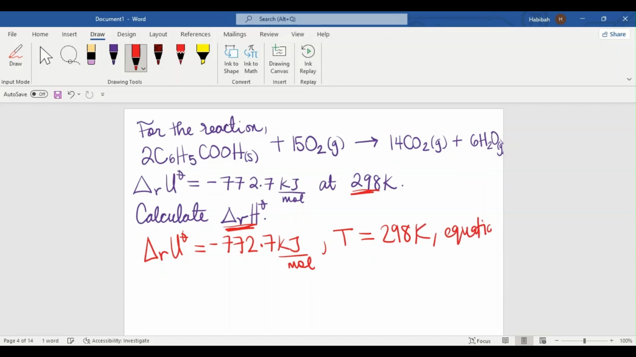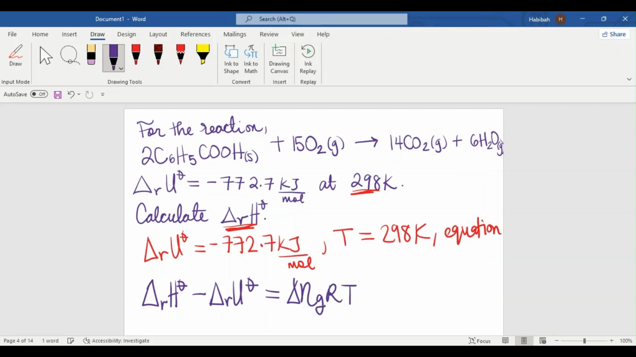So whenever you see a question like this, make sure you think about the general formula that says the change in enthalpy of the reaction minus the change in internal energy of the reaction is equal to the change in the number of gases for the reaction times RT, which is gas constant times temperature. When I see a question like this, and I've been given an equation as well as a temperature as well as the internal energy, I already know that this is the best equation for me to use.